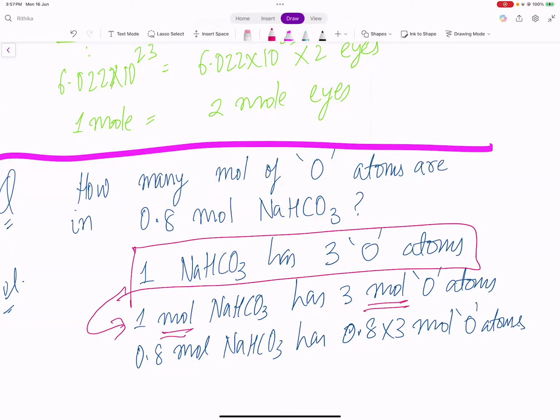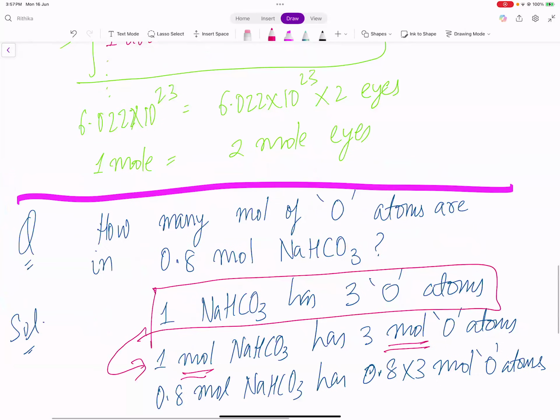Because whatever I can say about this one NaHCO3, I can also say about the dozen or the moles. We just learned this, right?